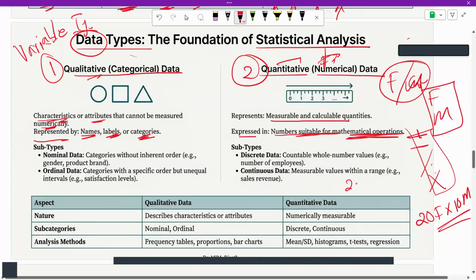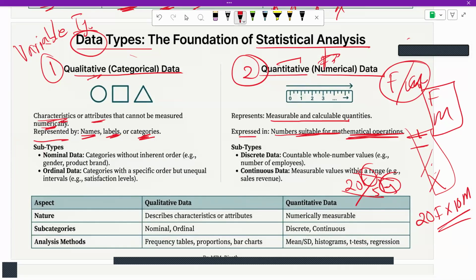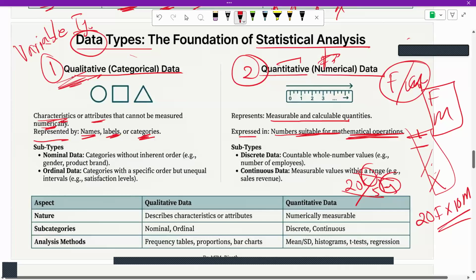But we can do 20 kilograms divided by 5 kilograms. We can, right? So the kilograms, the weight, is measurable. And it's very important. We can divide qualitative data further into subtypes: nominal data and ordinal data.